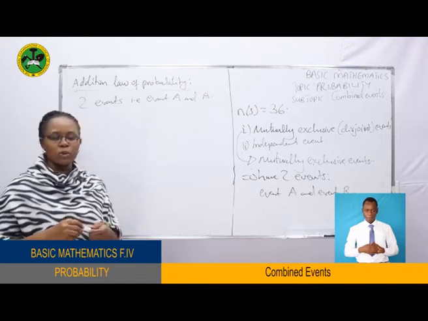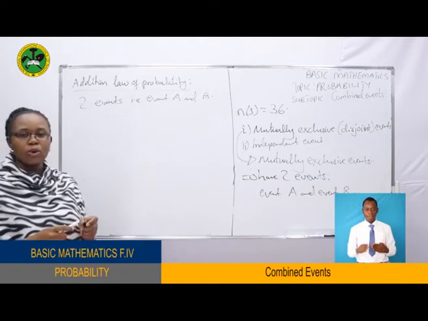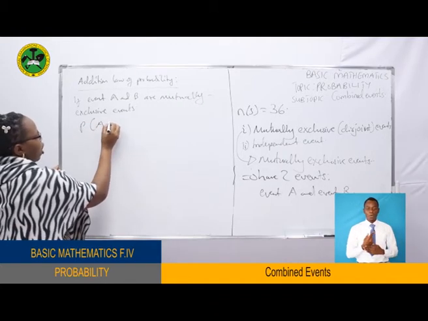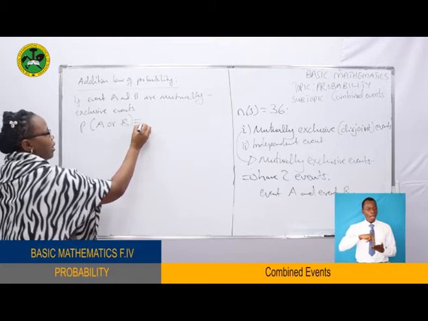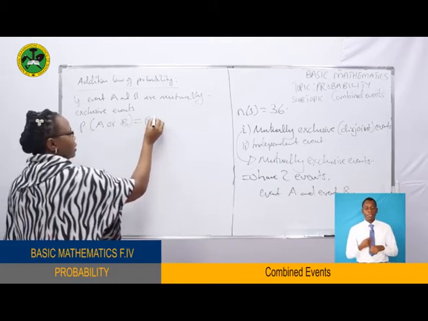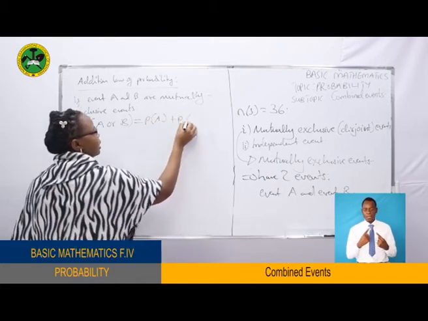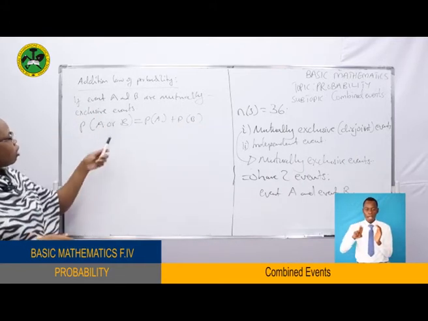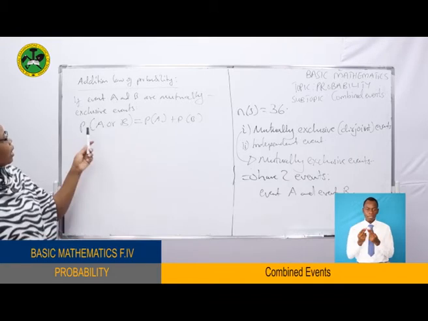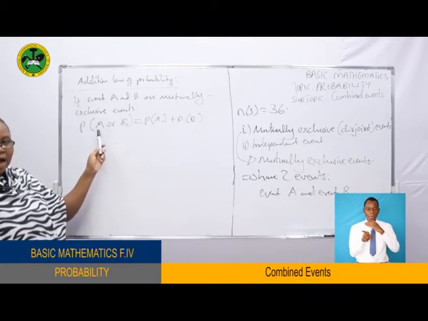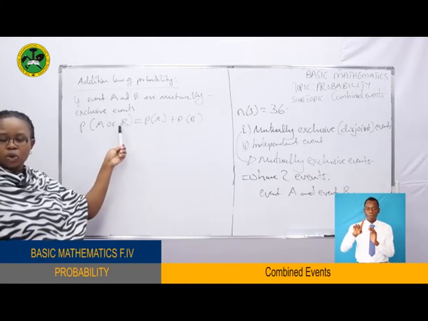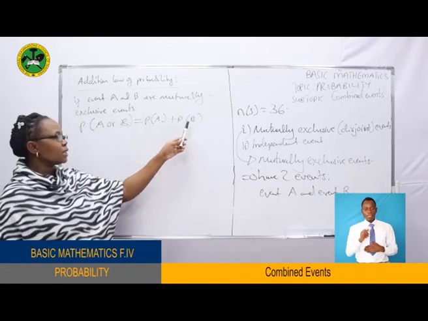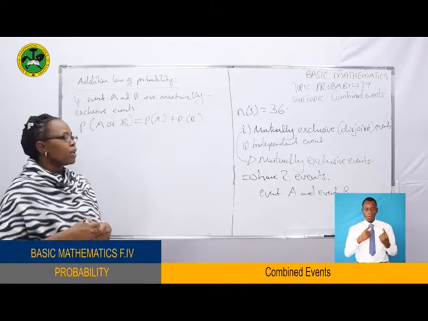According to mutually exclusive, this means the events cannot occur at the same time, then we say that the probability of A or B equals the probability of A plus the probability of B. Probability of A or B means that either A occurs or B occurs. That is, probability of A or B equals probability of A plus probability of B.